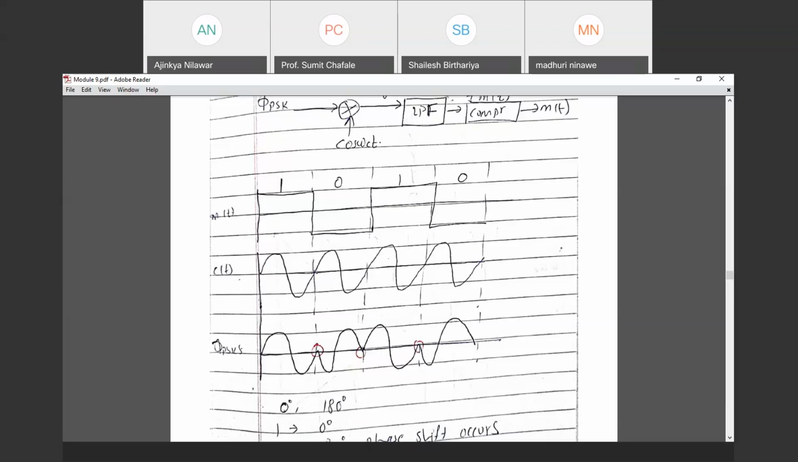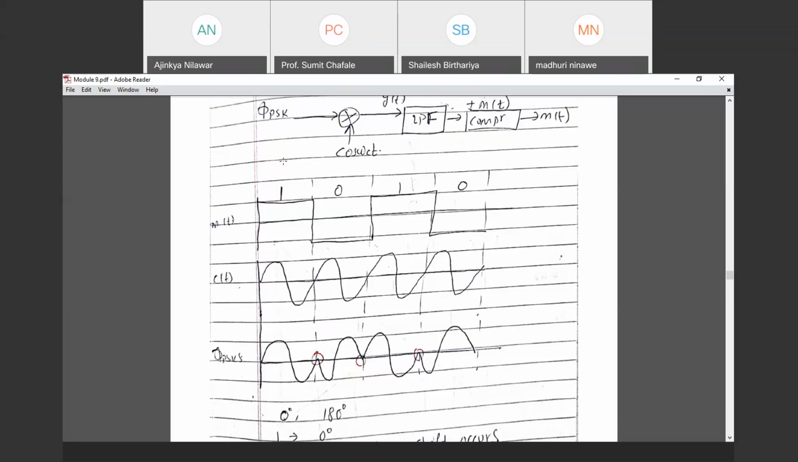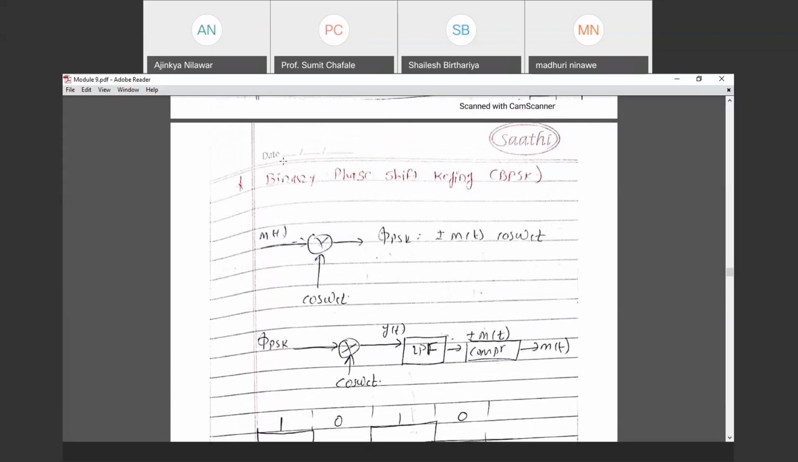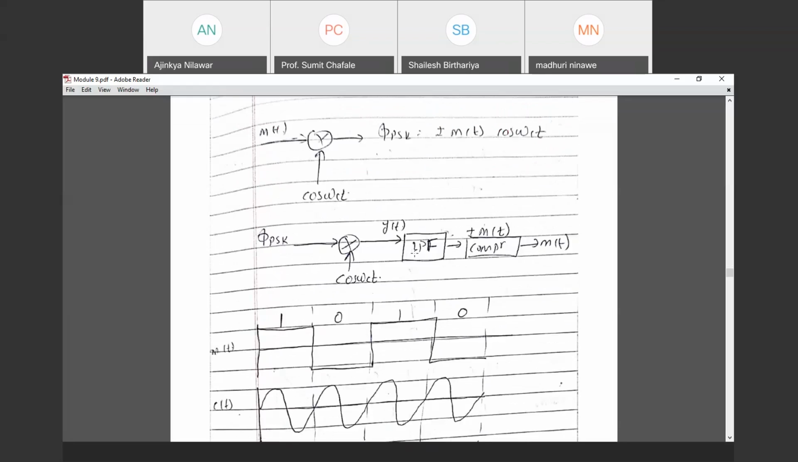Where will we see the phase shift? We will see it at the starting of the symbol. Right? So here 1 to 0, 0 to 1. Whenever data changes, phase shift will occur. Right. Then the diagram, it's simple. We are having a message signal, always in 1010 form. Then we are having a carrier signal. They will get multiplied and, depending on the phase, we generate our phase shifted signal. Since here we are using a low pass filter, it is coherent detection.